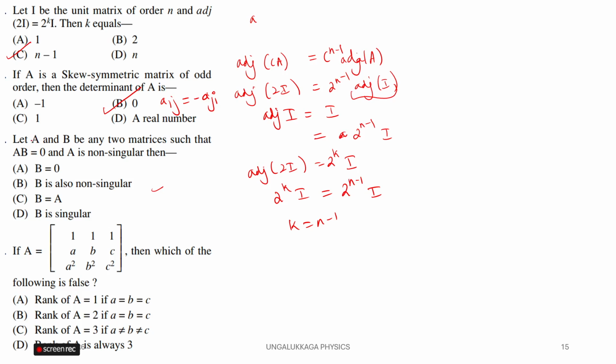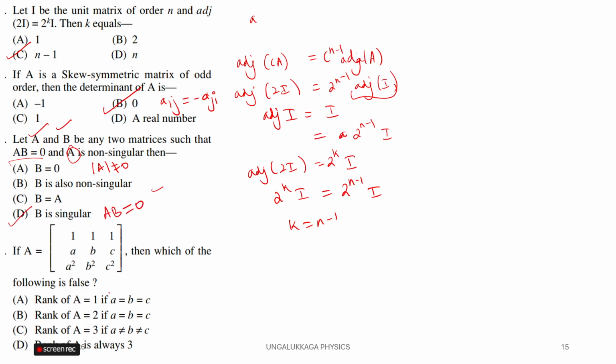If A and B are two matrices such that AB is equal to 0, the product of two matrices is 0, they gave that A is non-singular. What is non-singular? If you find the determinant of A, it is not equal to 0. They gave that AB is equal to 0 and A is non-singular. Obviously B is a singular matrix, only then AB will become 0.